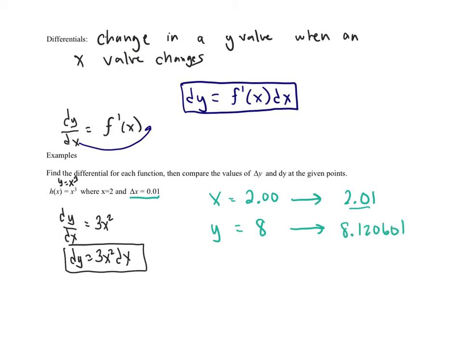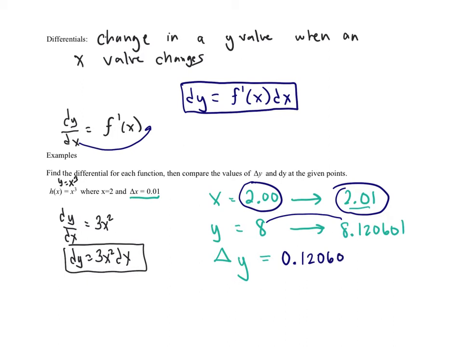8.120601. So my delta y, my change in y, is basically how much did it change from 8 to this. So when I plugged in 2 to when I plugged in 2.01, how much did the y change? And that's 0.120601. That's how much it changed. So nothing too complicated. I had to plug in 2, and then I had to plug in 2.01 to get the change in y. Now for dy, we're just going to use this differential over here to approximate that change. So the goal is to try to get a change or something really close to that change without having to do all that work.